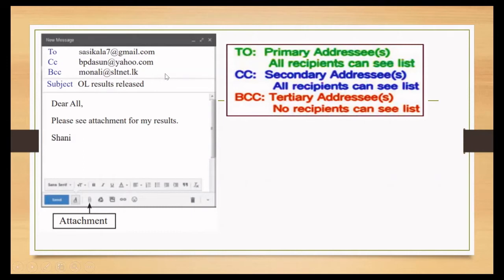So that is what we call blind carbon copy. Blind carbon copy. Right? So this is very important, and you can see the attachment place here. It is just like a paper clip. Right?